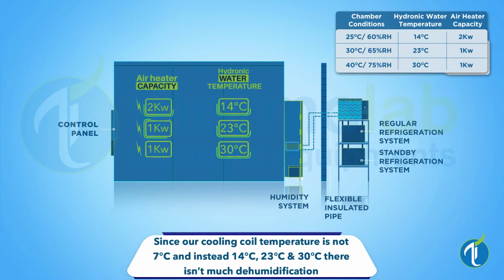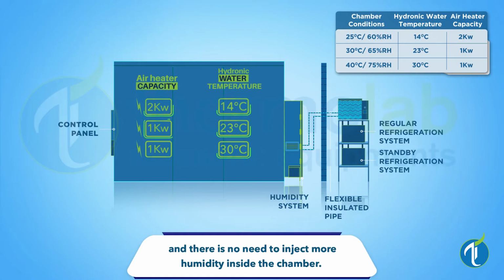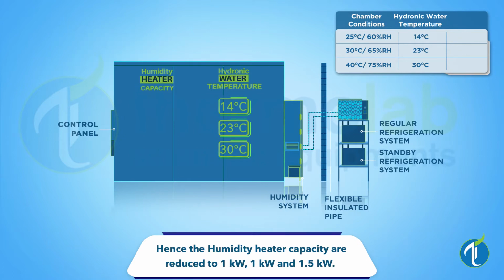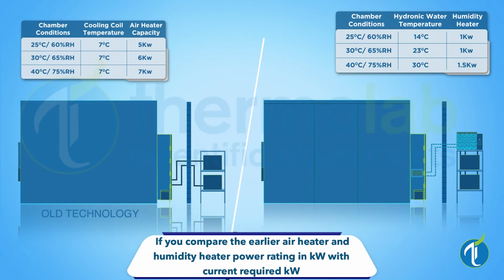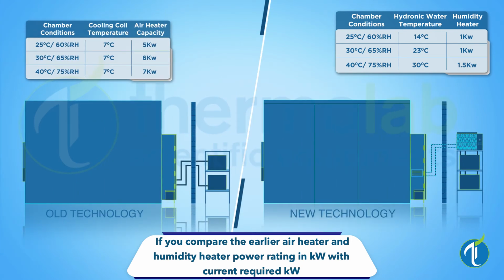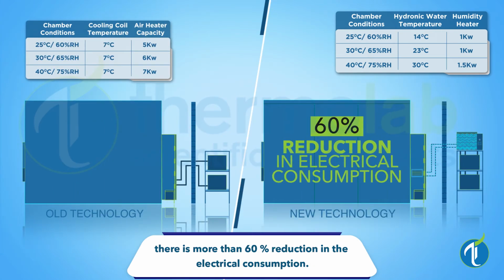Since our cooling coil temperature is not 7 degrees Celsius and is instead 14, 23 and 30 degrees Celsius, there isn't much dehumidification, and hence there is no need to inject more humidity inside the chamber. Hence, the humidity heater capacities are reduced to 1 kilowatt, 1 kilowatt and 1.5 kilowatt. If you compare the earlier air heater and humidity heater power rating in kilowatts with the current required kilowatts, there is more than 60% reduction in the electrical consumption.